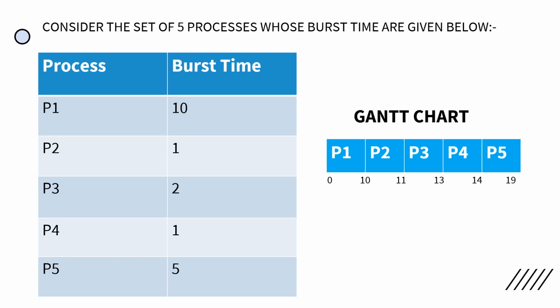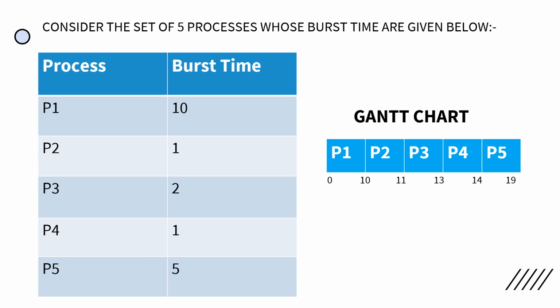For every Gantt chart, step 1 is that the initial value will be 0. Even if the process 1 value is more than 10, the initial value will definitely be 0. A 0 is the initializer for the Gantt chart. So let's mark 0 here. And as we have mentioned, the process 1 burst time is 10.